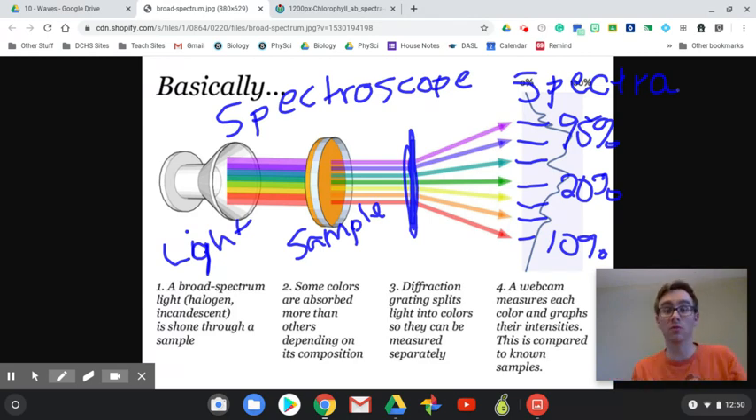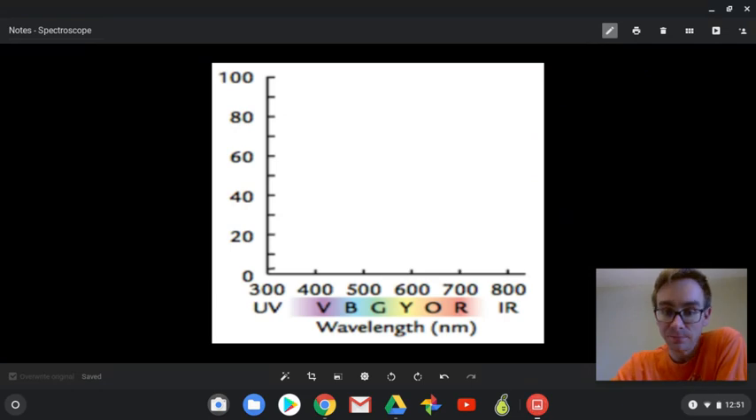So again, a real recap before we go into what a spectra looks like. White light goes through the sample. Some colors are absorbed, some are reflected. Then that light is spread out, and we see how much ended up going on the other side. And so what that will look like is we'll get some sort of graph. Let's say we have a graph here, and let's pick a different color so you guys can see a little bit better.